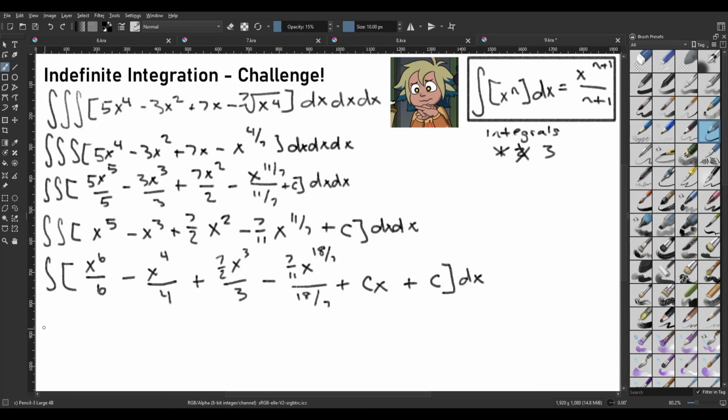Now I'm going to rewrite this a little bit more conveniently. We're going to have to erase some stuff after this, I'm sure, but that's okay. 1/6 x to the 6th minus 1/4 x to the 4th. 7 halves times 1/3, so it's just 7 over 6. Instead of dividing by 3, we're just going to multiply by 1/3. Plus 7 over 6 x to the third minus, instead of dividing by 18 over 7, we're going to multiply by 7 over 18. 7 over 11 times 7 over 18. It's going to be, wow, 49 over 198.